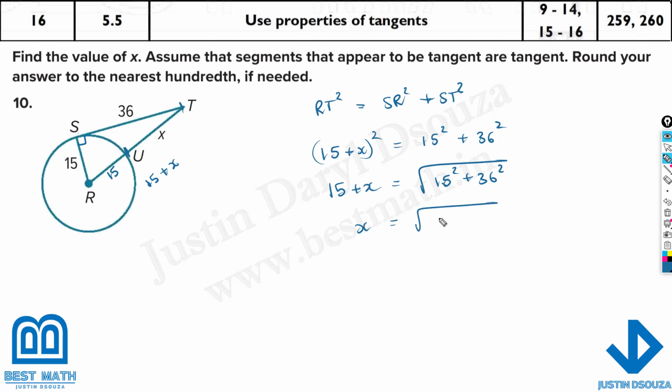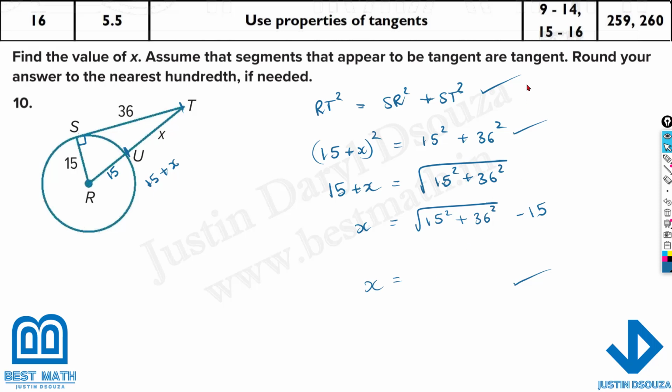x is equal to the square root of 15 squared plus 36 squared, and this 15 to the other side will be minus 15, and this is x. Or you can just put this entire thing in the calculator. You're supposed to get full marks for this step, and this step. But if your teacher expects you to do one more step at least, just do this step. You know the square is there, just take the square root on the other side and then solve it up.